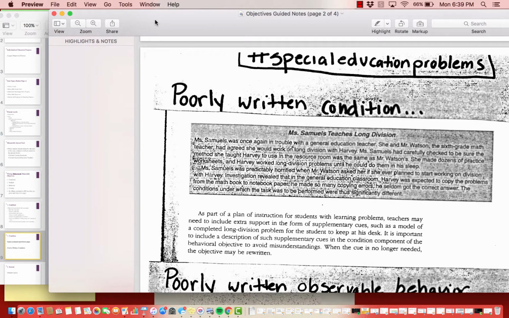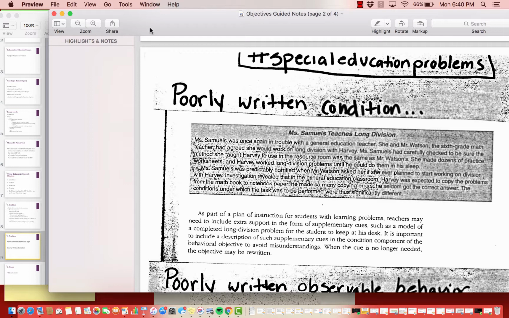Okay, so after reading that, what we can see is that there was some general confusion. They both thought that they were teaching Harvey to do long division. And the intervention specialist even took care to try to make sure they were using the same steps. But the confusing point was that Ms. Samuels believed the condition was given a worksheet containing long division, whereas Mr. Watson believed the condition was: Given the textbook and notebook paper, Harvey will copy down the long division problems and solve them.